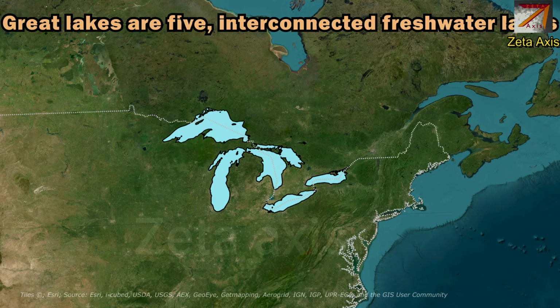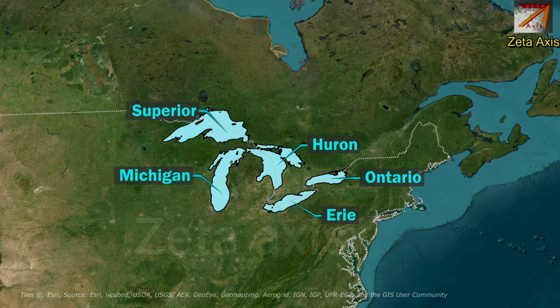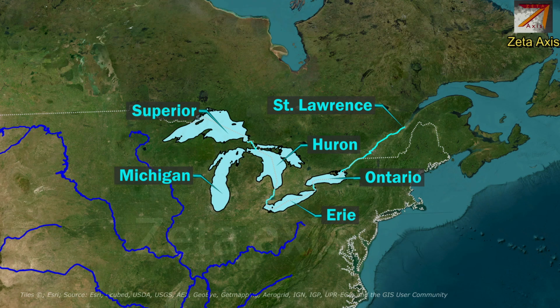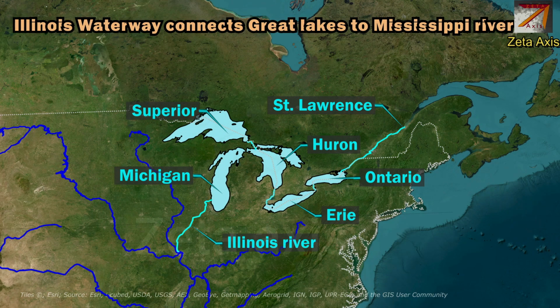The Great Lakes of North America are a series of 5 large interconnected freshwater lakes spanning across the Canada-US border. These 5 lakes are Lake Superior, Lake Michigan, Lake Huron, Lake Erie and Lake Ontario. The Great Lakes Waterway enables modern travel and shipping by water among the lakes. All of these lakes are interconnected. The Great Lakes are connected to the Atlantic Ocean via the St. Lawrence River. Moreover, the Great Lakes are connected to the Mississippi River Basin through the Illinois Waterway.